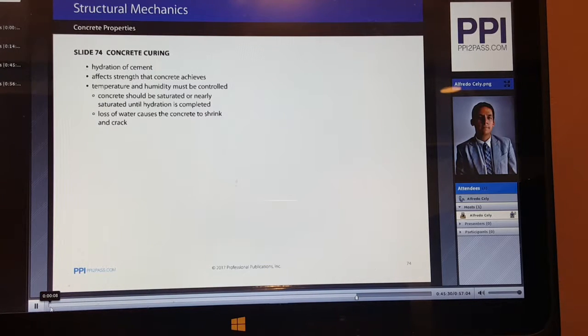This is why, to maintain that saturation, you will see that sometimes concrete slabs get covered with wet burlap to make sure the concrete stays saturated. Now, the loss of water causes the concrete to shrink and crack. Concrete strength will increase with age as long as moisture and favorable temperatures are present for hydration of the cement.